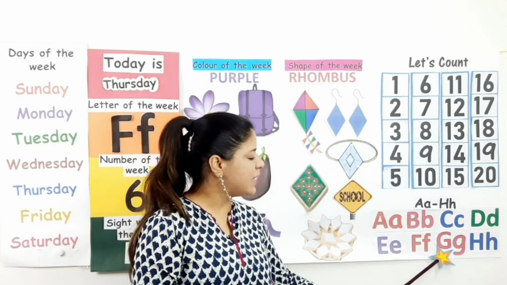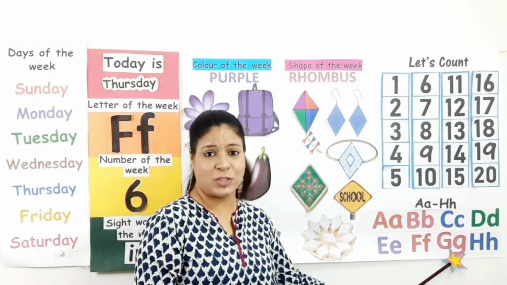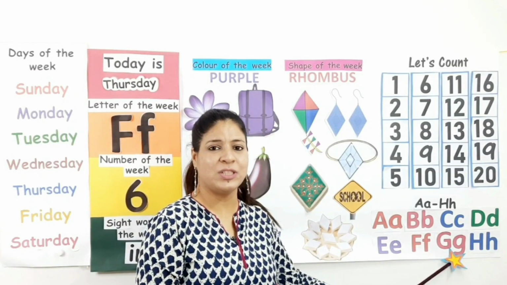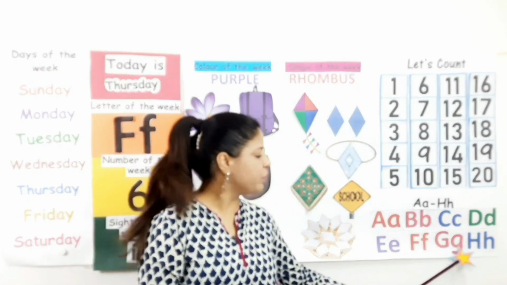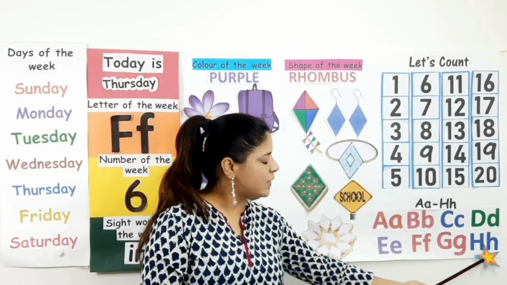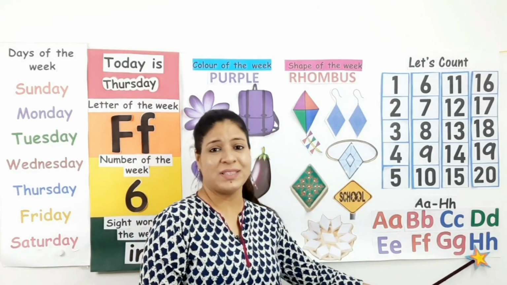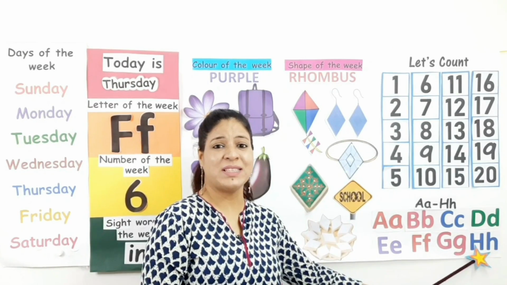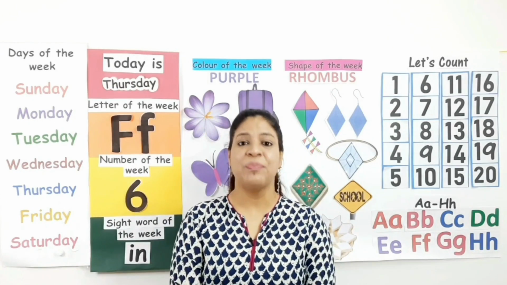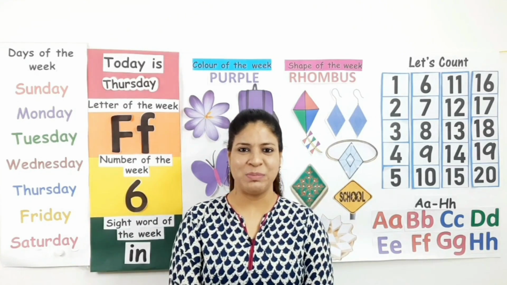This is uppercase letter G. This is lowercase letter g. Letter G makes a sound G. This is uppercase letter H. This is lowercase letter h. Letter H makes a sound H. I hope you all were saying the sounds along with me.